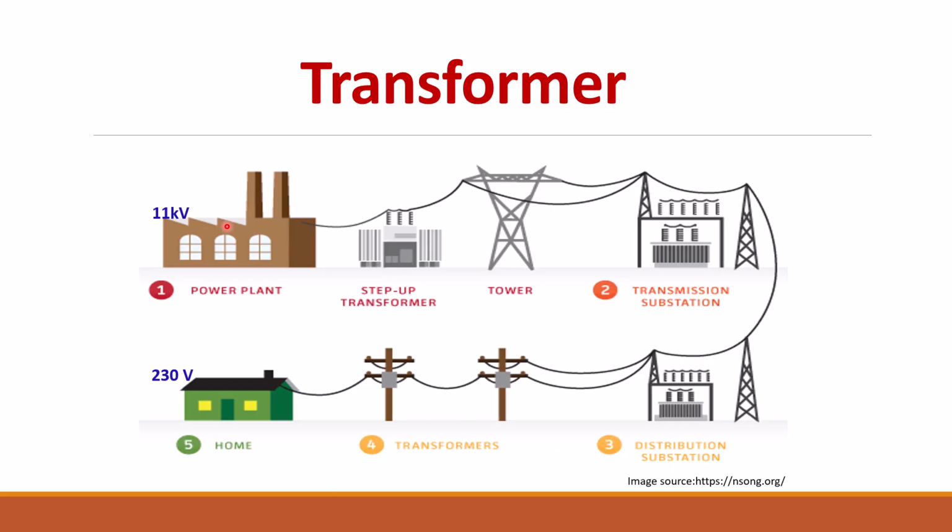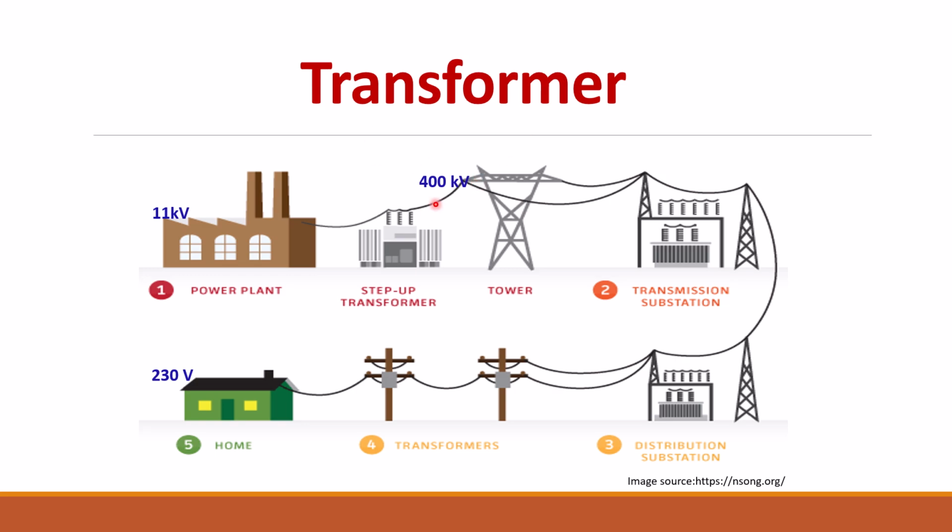You see in this picture, the power plant is generating at 11 kV. You have a step up transformer, and this 11 kilovolt is stepped up to 400 kilovolt. Next we will see why we are stepping up.